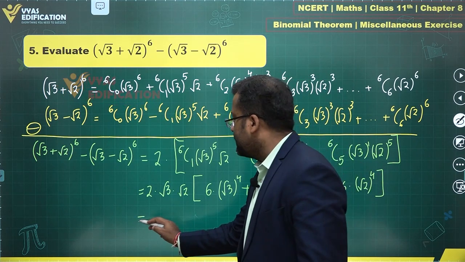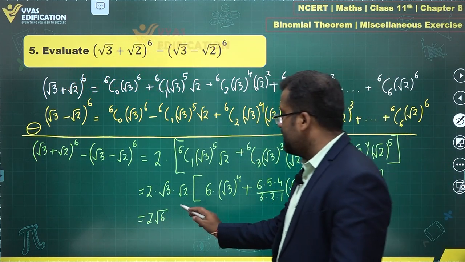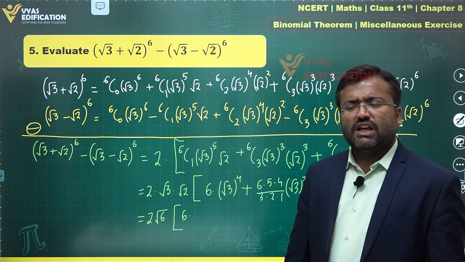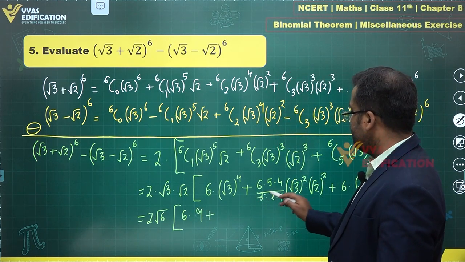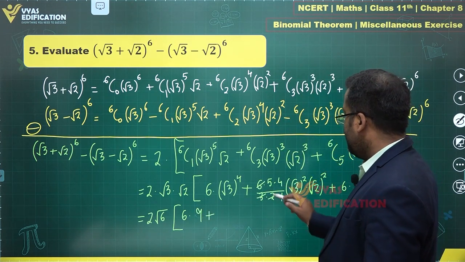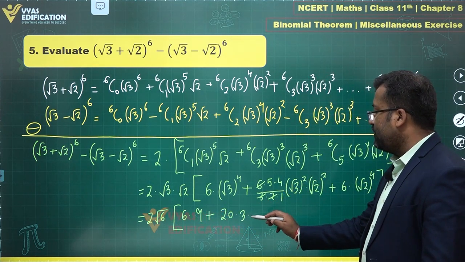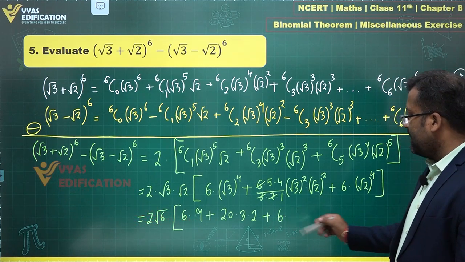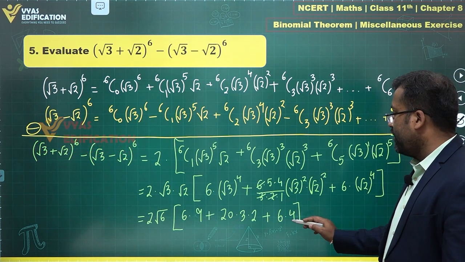What next? This becomes 2 square root of 6, since root 3 times root 2 is square root of 6. In the bracket you have 6 times root 3 power 4, which is 3 square, that is 9. Plus, what is this? This is 3 times 2, which is 6 gone. 5 times 4 is 20. 20 times root 3 square is 3 and root 2 square is 2. Plus, next term is 6 times root 2 power 4, which is 2 square, that is 4. This is what you have.